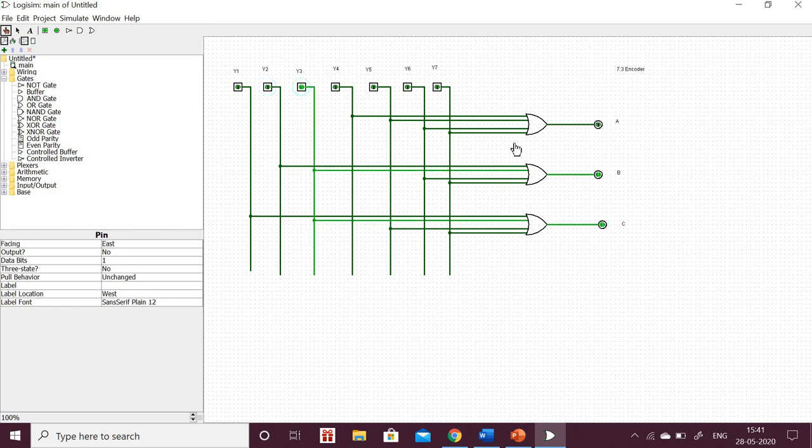If I put y3, then I will get 0, 1, 1. If I put y4, I will get 1, 0, 0. If I give y5, I will get 1, 0, 1. If I give y6, I will get 1, 1, 0. If I give y7, 1, 1, 1. So corresponding to whatever input we have given, the corresponding output is encoded in this circuit. So this is the encoder circuit.